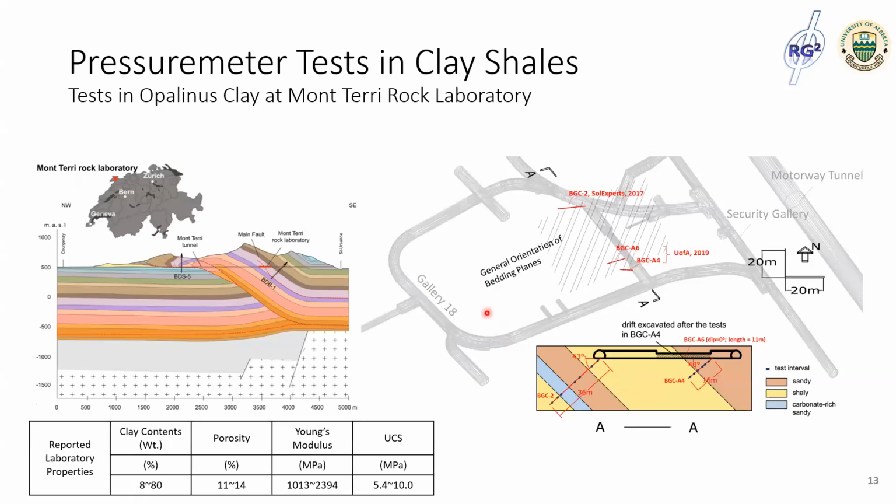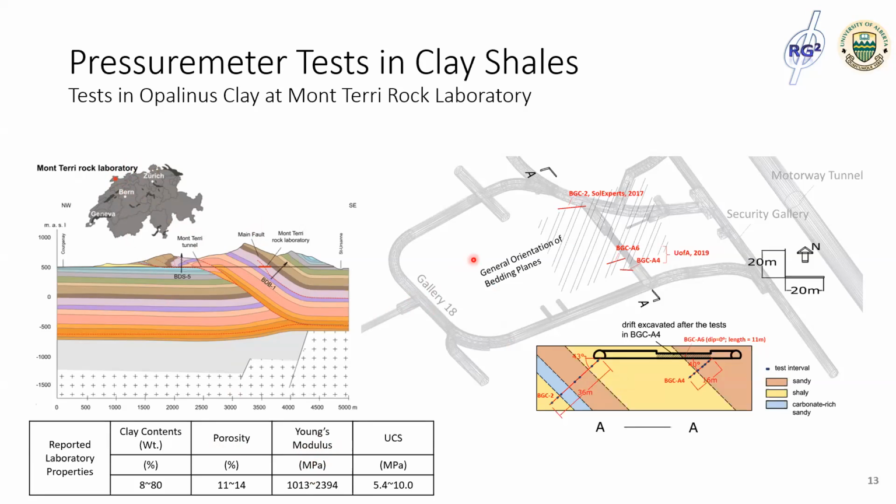So another set of Pressuremeter tests presented here are in Opalinus Clay in the Mont Terri Rock Laboratory. Opalinus Clay was deposited in the Jurassic age and has relatively lower porosity and higher mechanical properties than the Colorado and the Clearwater clay shales. And the Mont Terri Rock Laboratory is located in Jura Mountain at the northwest corner of Switzerland. And the bedding plane of the Opalinus Clay in this lab dips about 40 degrees.